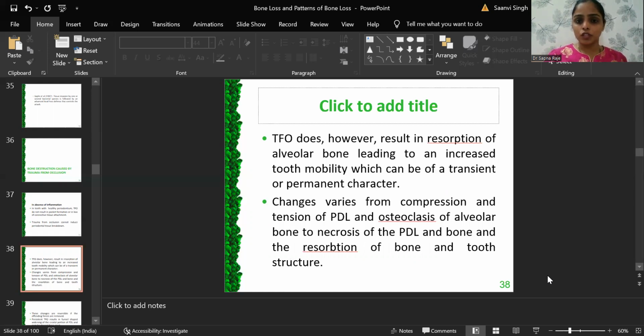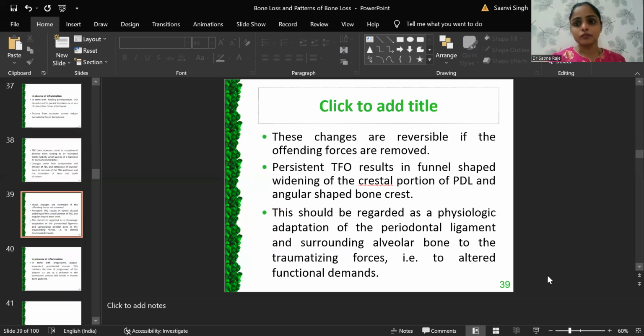It results in resorption of the alveolar bone, leading to increased tooth mobility, which can be of transient or permanent character. Changes vary from compression and tension of the periodontal ligament and osteoclasis of alveolar bone to necrosis of the periodontal ligament and bone, and resorption of bone and tooth structure. These changes are reversible if the offending forces are removed. Persistent TFO results in funnel-shaped widening of the crestal portion of the periodontal ligament and angular-shaped bone crest. This should be regarded as a physiological adaptation of the periodontal ligament and surrounding alveolar bone to the traumatizing forces, that is, to altered functional demands.